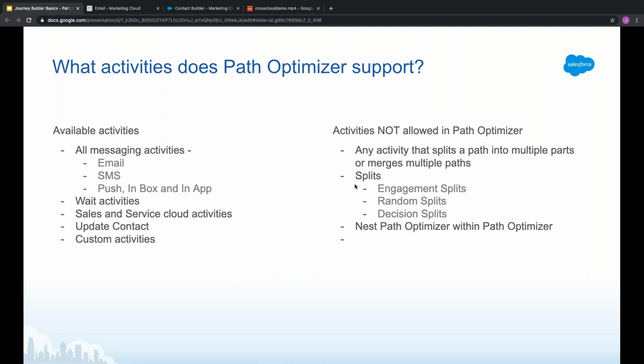The activities that you cannot put within a Path Optimizer path is anything that's going to split your path into multiple paths. Path Optimizer, while you can have up to 10 variants to test, each of those variants cannot split into 2 pieces or 3 pieces or based on engagement. All of that would need to be done outside of Path Optimizer.